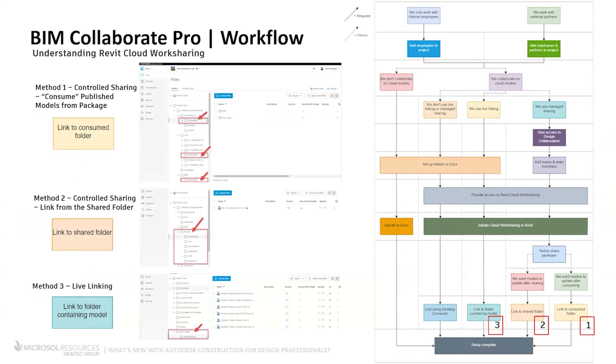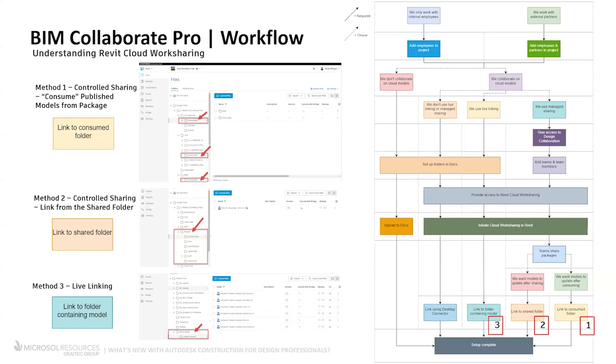Method one, controlled sharing, consume, publish model from package. The most structured approach: you publish a model, share it, and then others can consume it. Method two, linking from the shared folder. Slightly more flexible. Instead of consuming packages, you just link directly to a model that was shared with you.